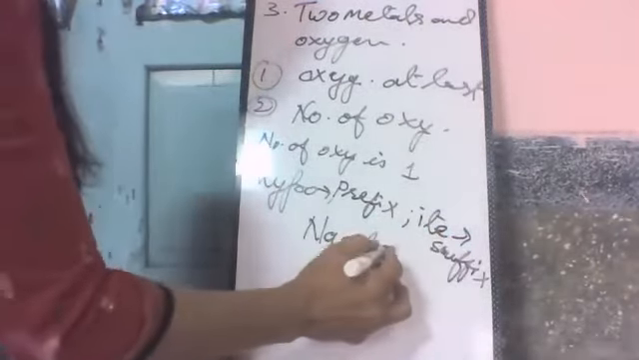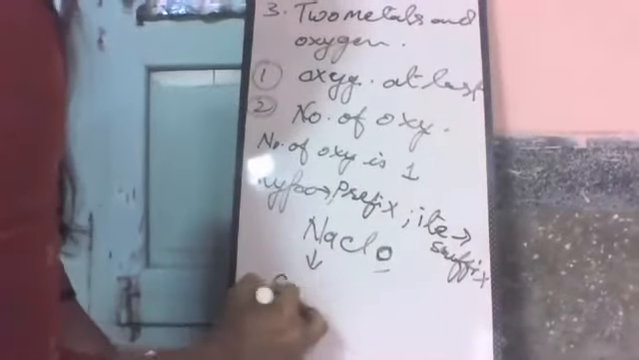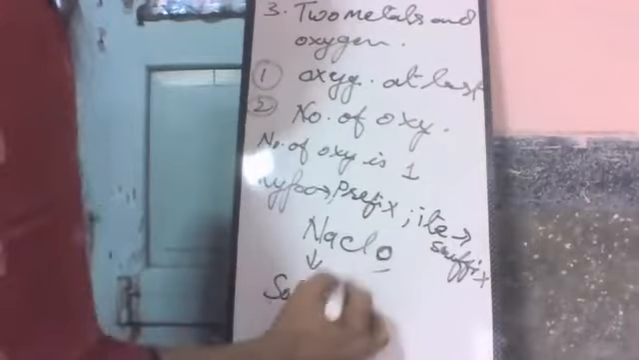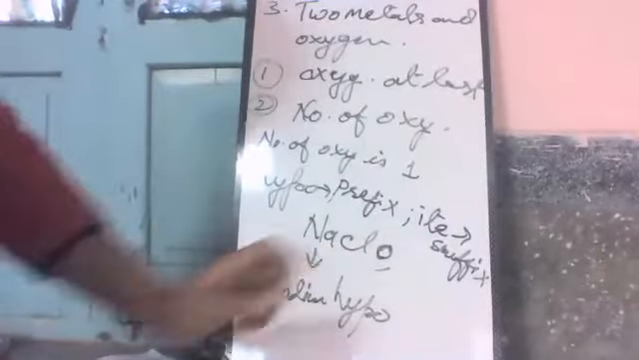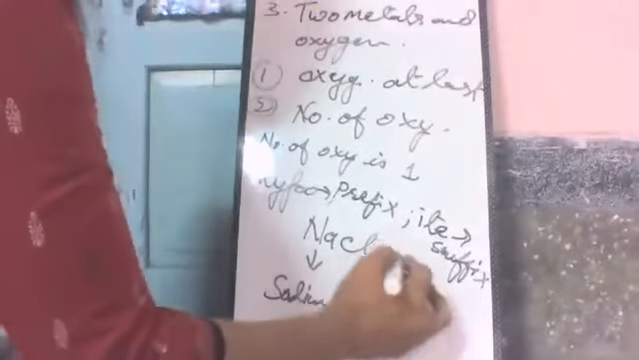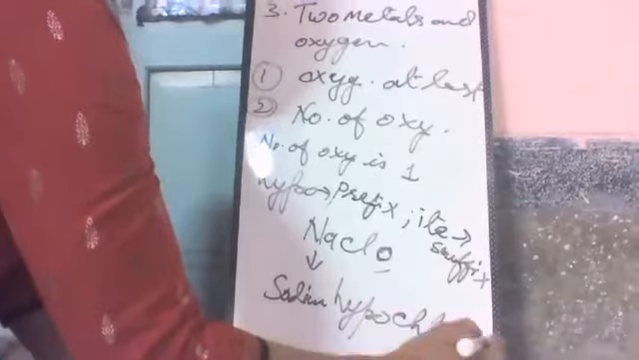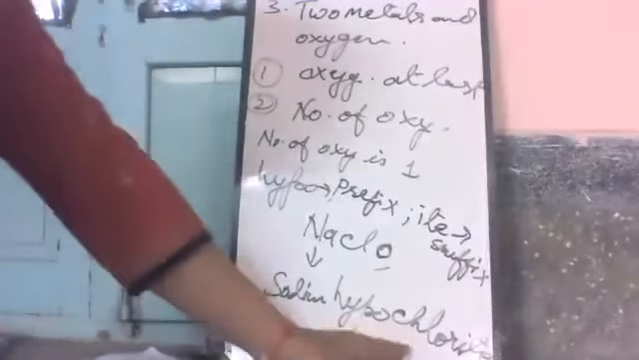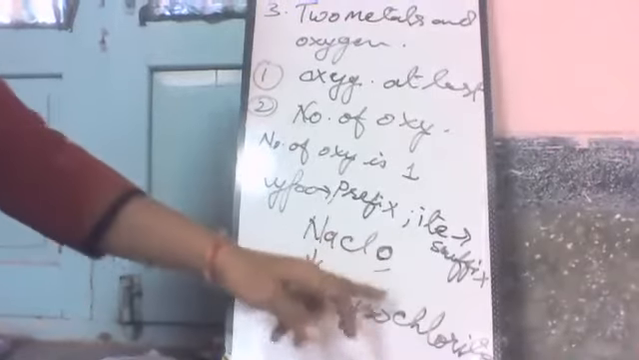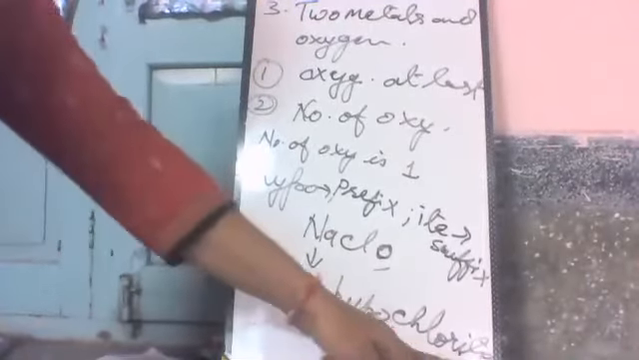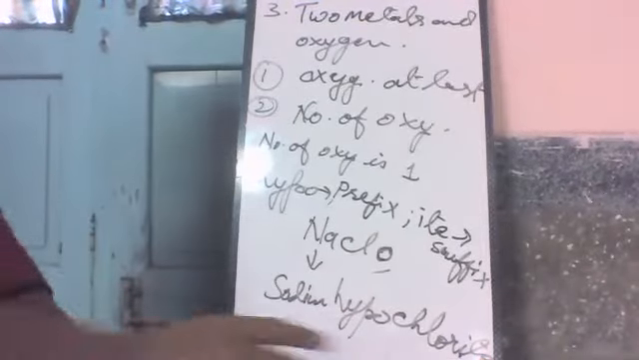So what is the answer? What is the name of this? The name is sodium. Then hypo is used because the number of oxygen is one only. Then hypochlorite, chloride, sodium hypochlorite. But the number of oxygen is not used in the naming of this molecule.